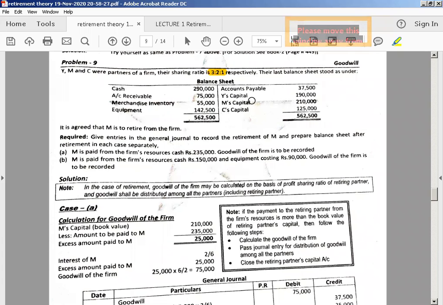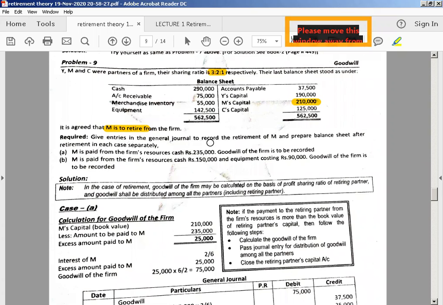Again, I have a request for you people: whenever you get a question in the examination, you have to go through your question properly, read it properly, okay? From the first line till the end. Now, what I have to do, it is agreed that M is retiring from the firm. Retiring partner is Mr. M, whose capital is 210. Highlight it, beta.